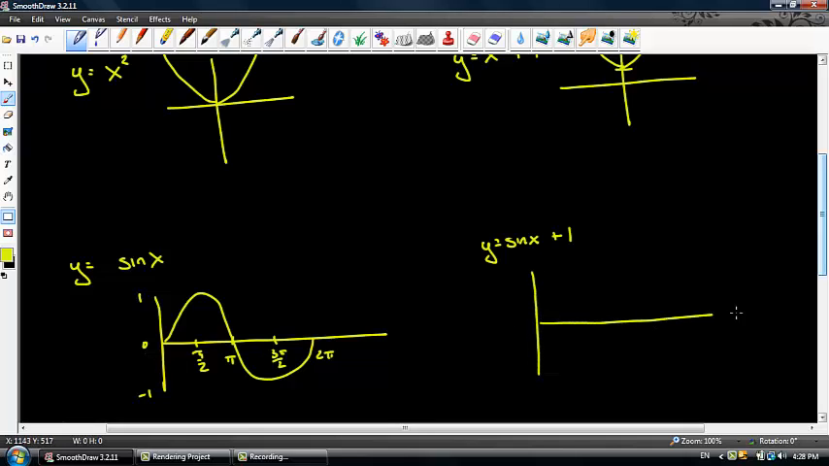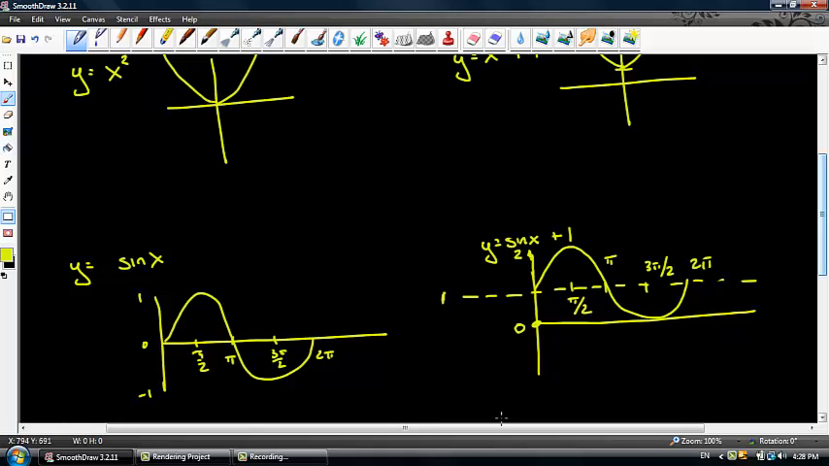What you should know is that now you're shifting everything up 1. So I'm going to draw a new x-axis of sorts where my center is at 1. Now, because sine has an amplitude of 1, which you should have learned from the last video, we now know that the upper bound is going to be 2 and the lower bound is going to be 0. And so your graph will look like this, where this is now pi, 2 pi, 3 pi over 2, and pi over 2. All right, that's how vertical shifts work.